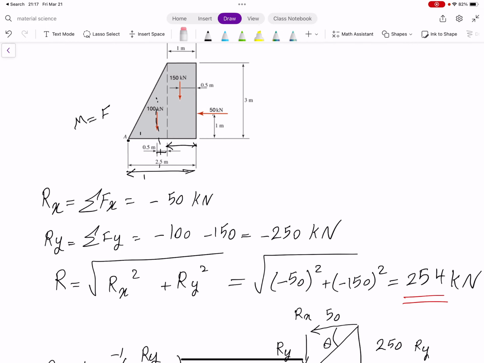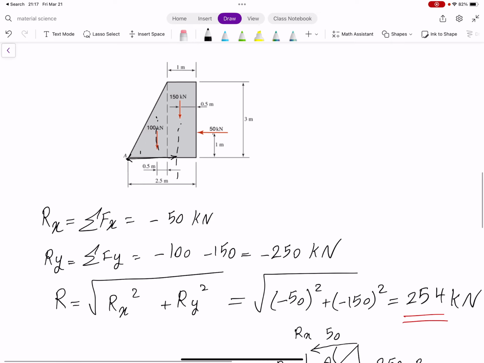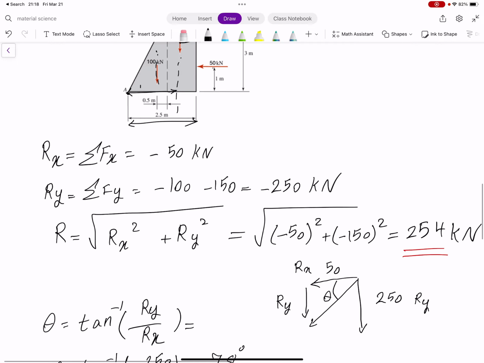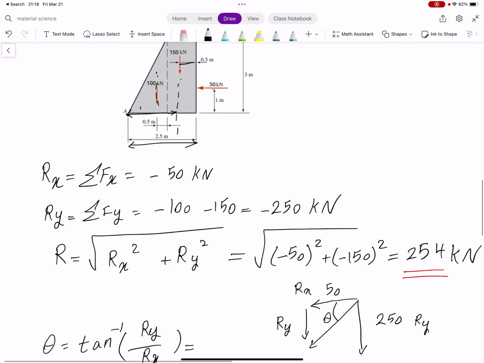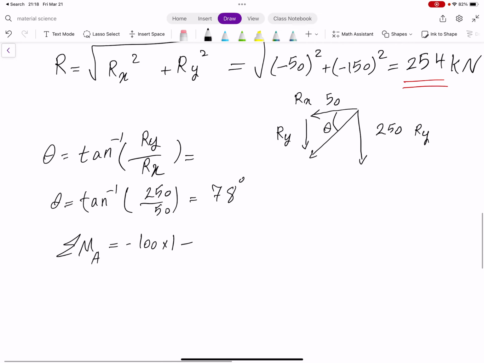How about the next force? The next force is this one, 150. For the line of action, you need to find this distance. How much is it? As you see here, 2.5 is the total, and then you have this 0.5. So you subtract that from 2.5. That is going to be 2. So 150 times 2, and again that force is making a clockwise rotation.